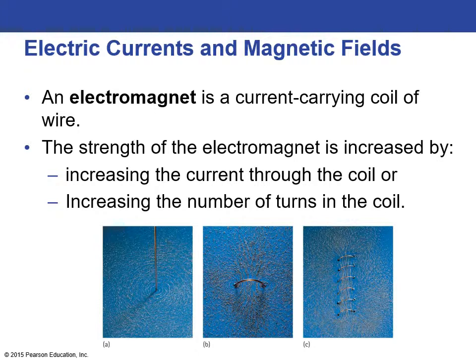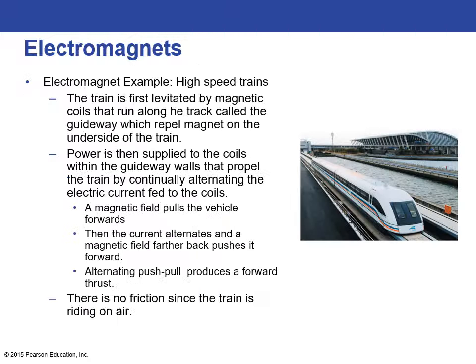So let's say you were to have just a straight wire or a single coil. You could increase the current going through that, and that would increase the magnetic field force, or you could increase the number of turns in the coil. So every coil that you add increases that magnetic force.